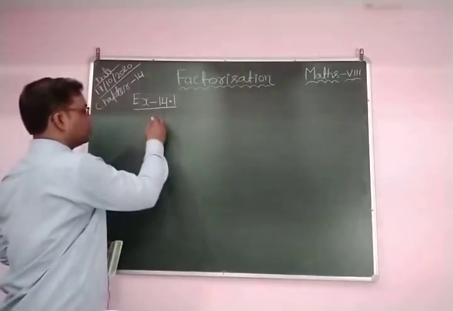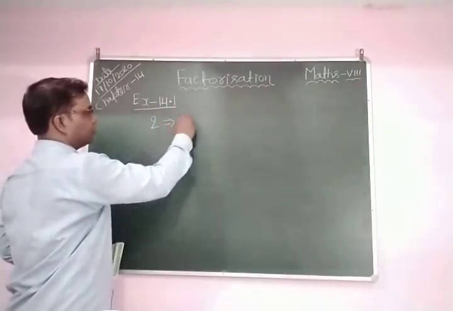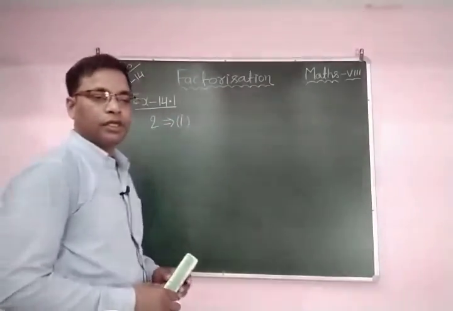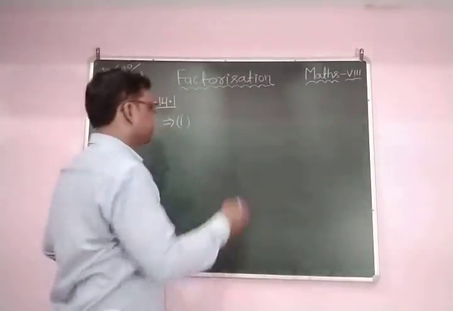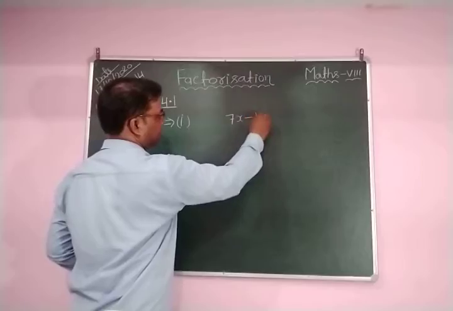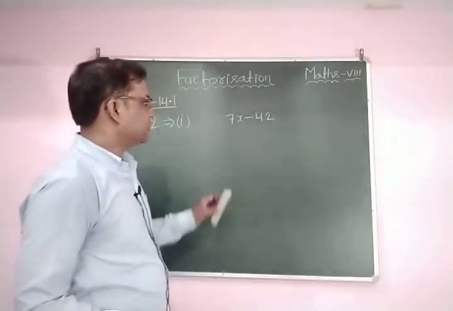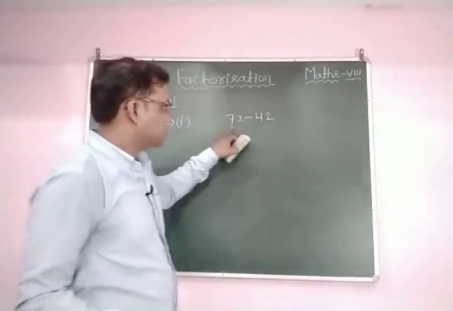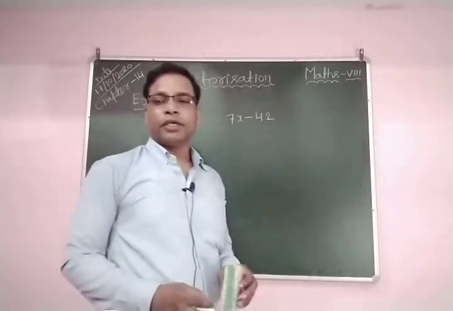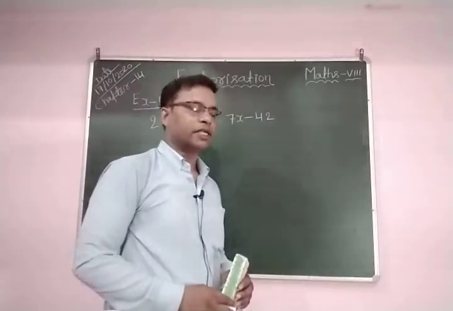Question number 2. This is the first part of this question. It is given that 7x minus 42. Clear? So here you can see, first we express it as a product of irreducible factors. After this you can take the common factor.